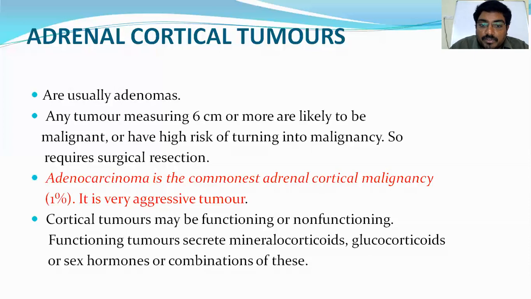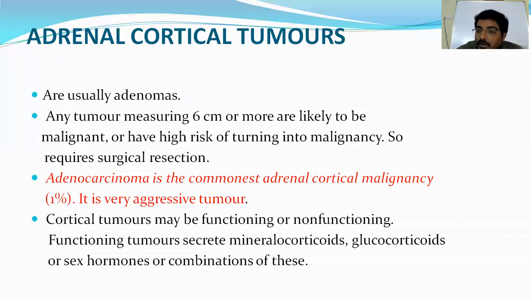Then adenocarcinoma is the most common adrenal cortical malignancy. Cortical tumors may be functioning or non-functioning. A functioning tumor secretes mineralocorticoids, glucocorticoids, sex hormones, or a combination of these.